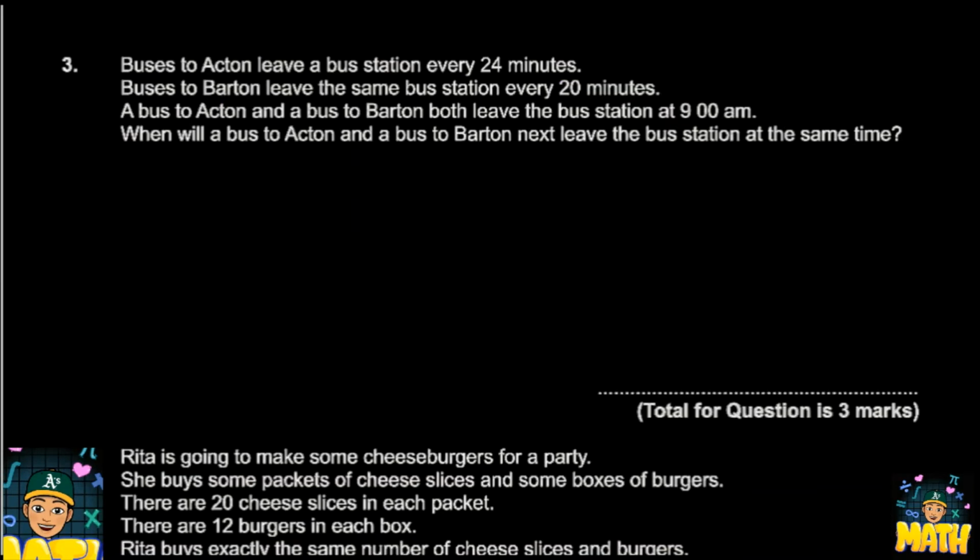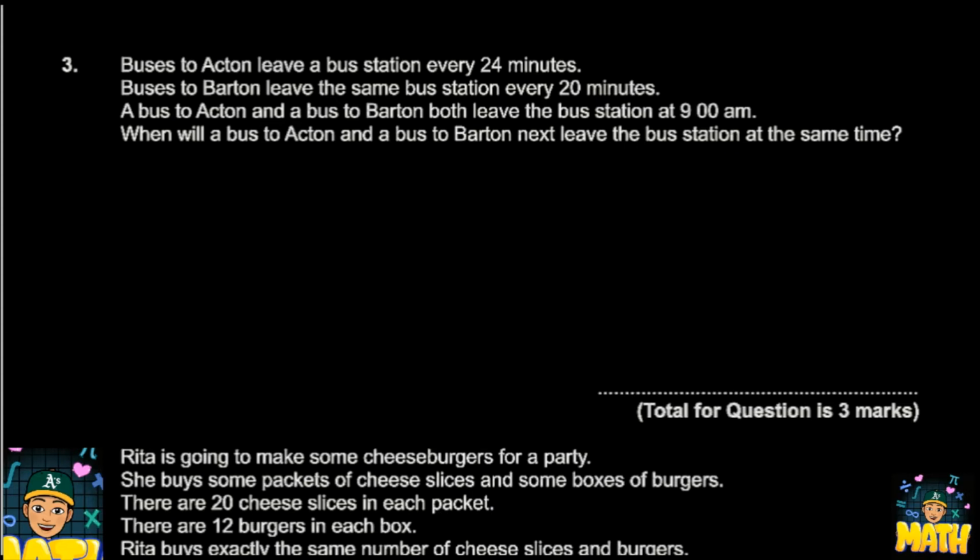This question gives us 2 buses. One leaves the bus station every 24 minutes, and then the other one leaves the same bus station every 20 minutes. So we are told that a bus to Acton and a bus to Burton both leave the bus station at 9 a.m. And what we are asked is, when will a bus to Acton and a bus to Burton next leave the bus station at the same time?